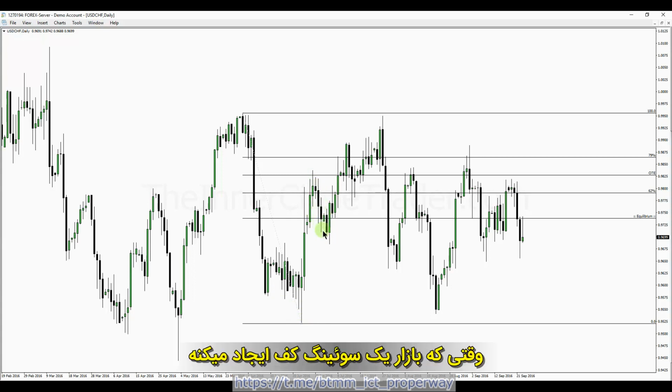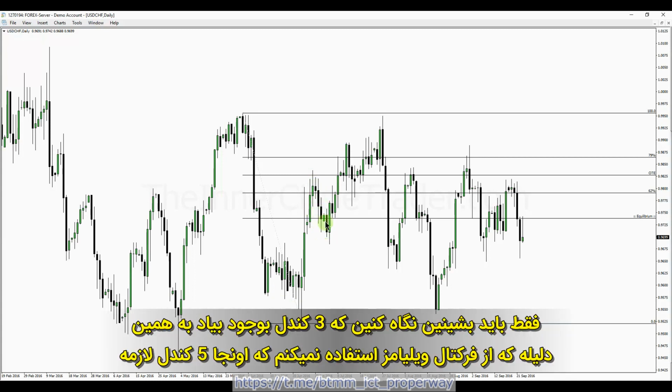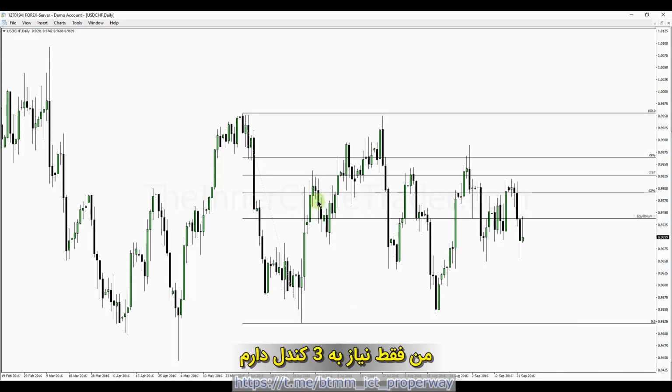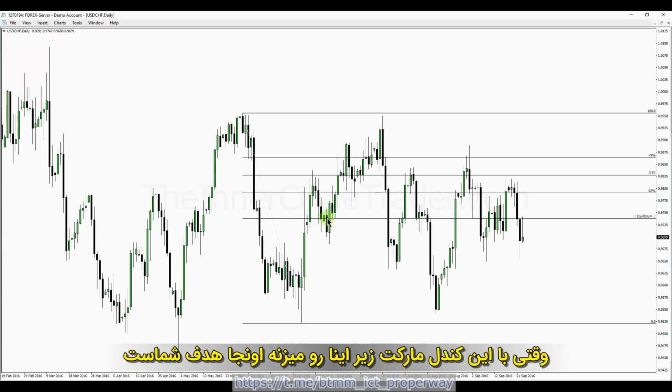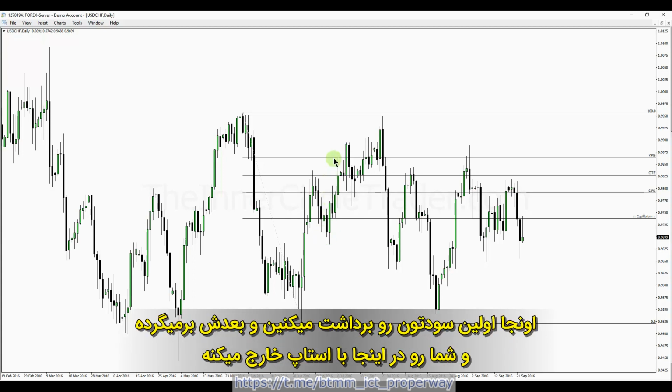Every time the market makes a swing low, you have to take a look, and it only takes 3 candles. This is why I do not use the Williams fractal that requires 5 candles. I only need 3 candles. So we have a candle low here, a lower candle low here, a smaller little candle in here. The market blows through that. That would be your target right there. You would take first profit. Then you would come back and end up taking your stop out right there.